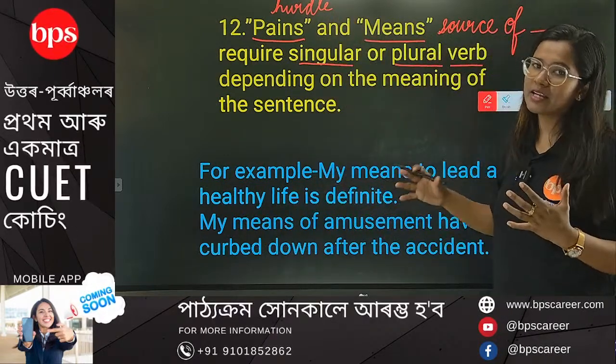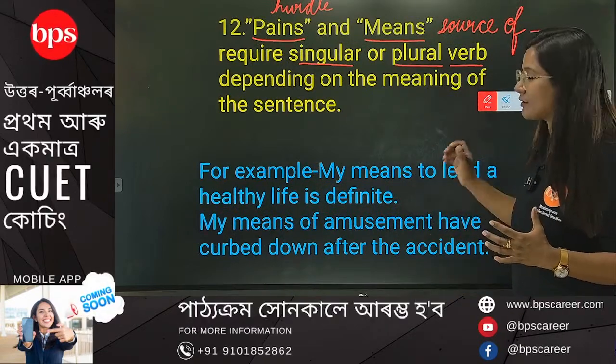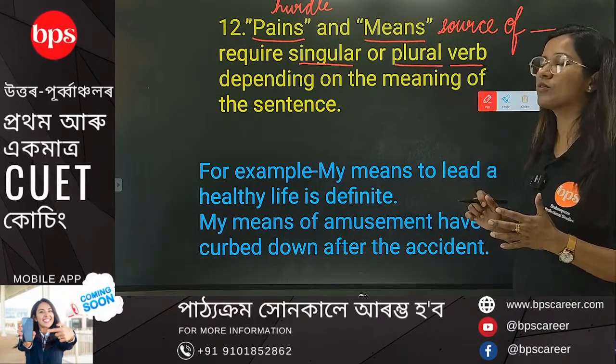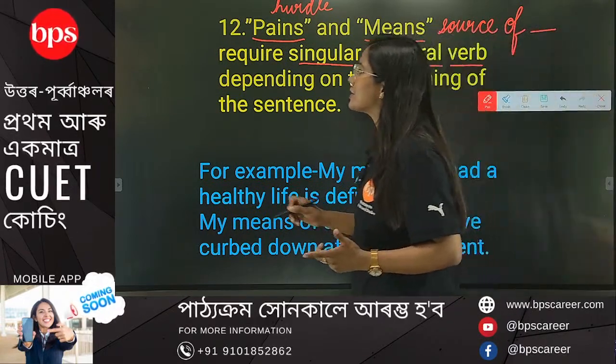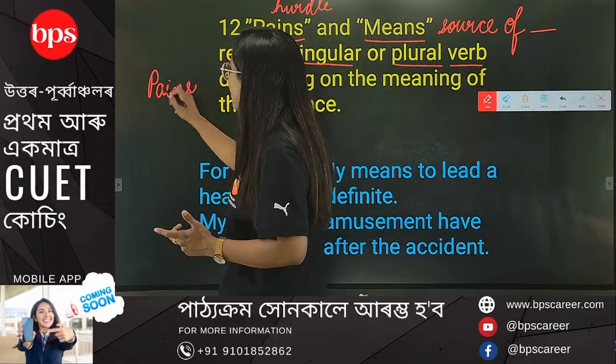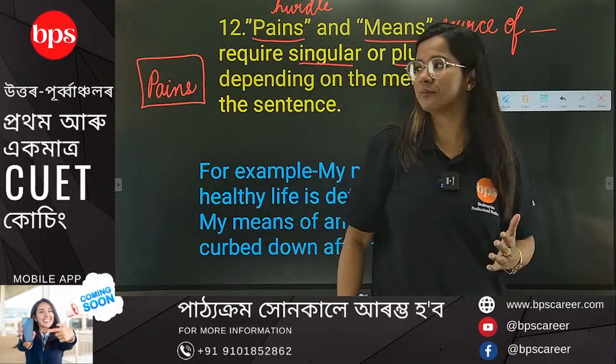So let's practice this. There are two examples with the same word, that is means, and one homework that I just want to add here is to try to find sentences in both singular and plural form referring to pains. Yes, this is the homework for today.